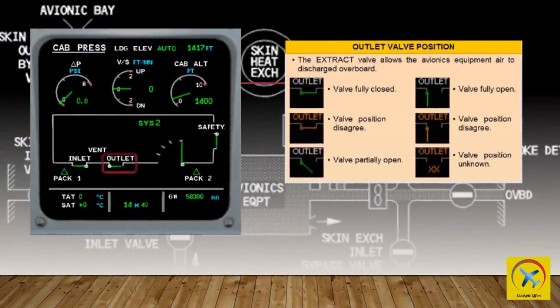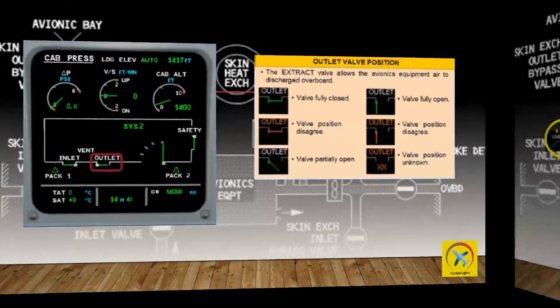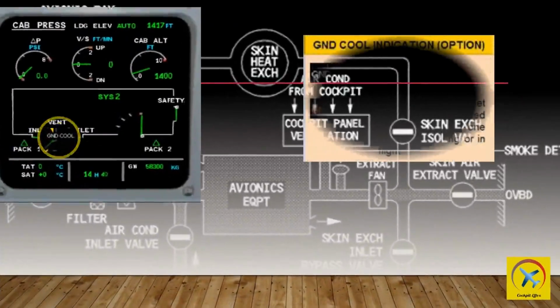The extract valve allows the avionics equipment air to be expelled overboard. The outlet valve position displays green if it is either fully open, closed, or partially open. It is amber fully open or closed if the valve position disagrees, and amber double closed when the valve position is unknown.